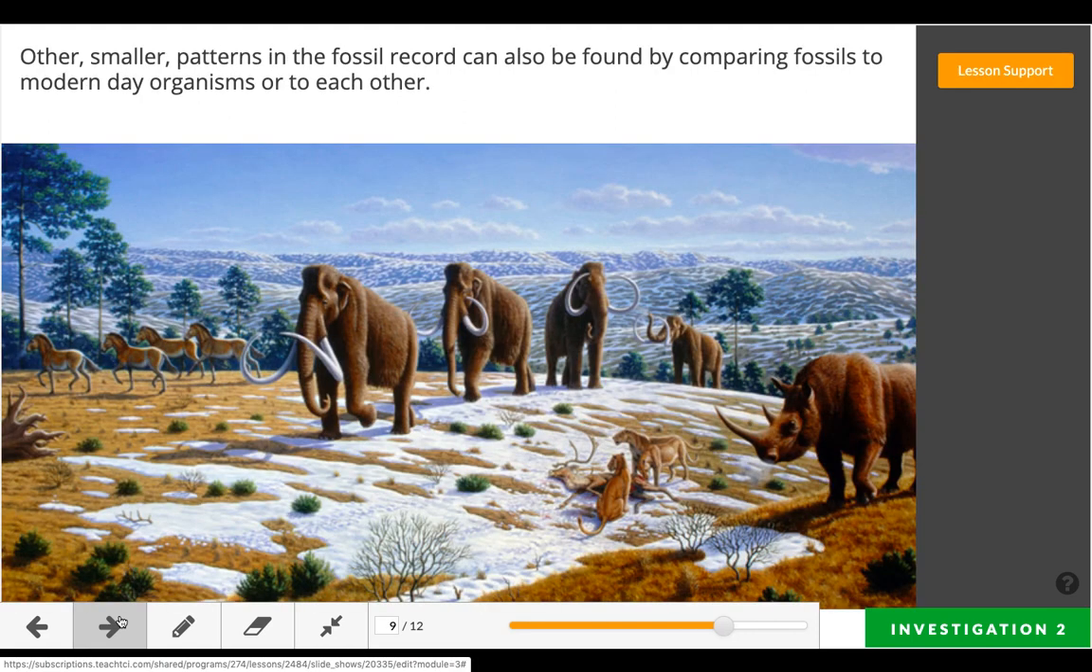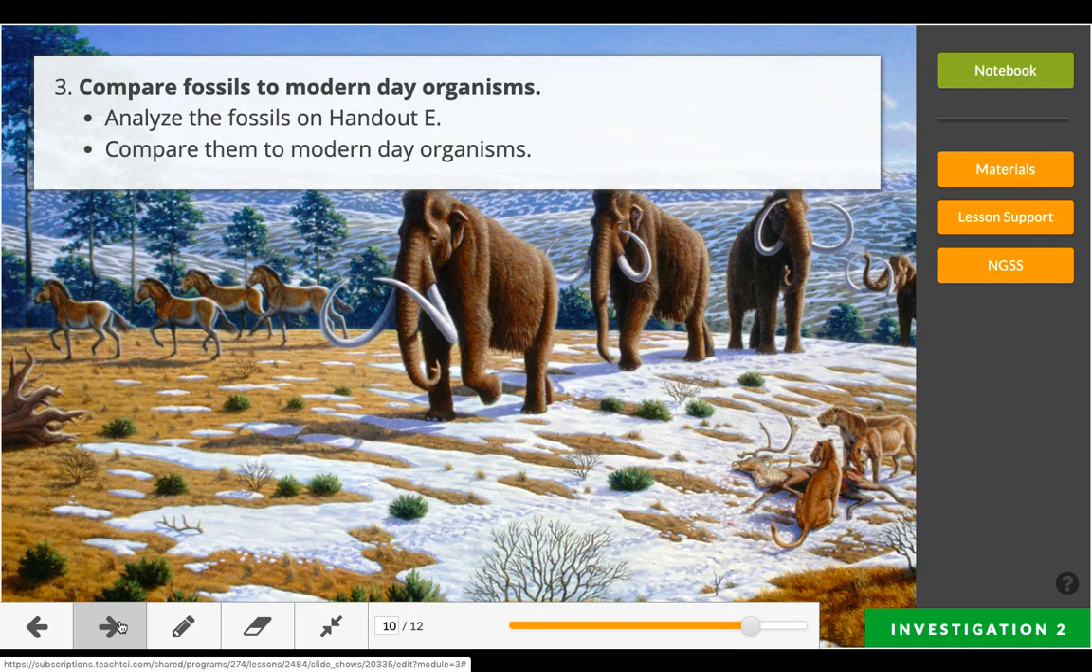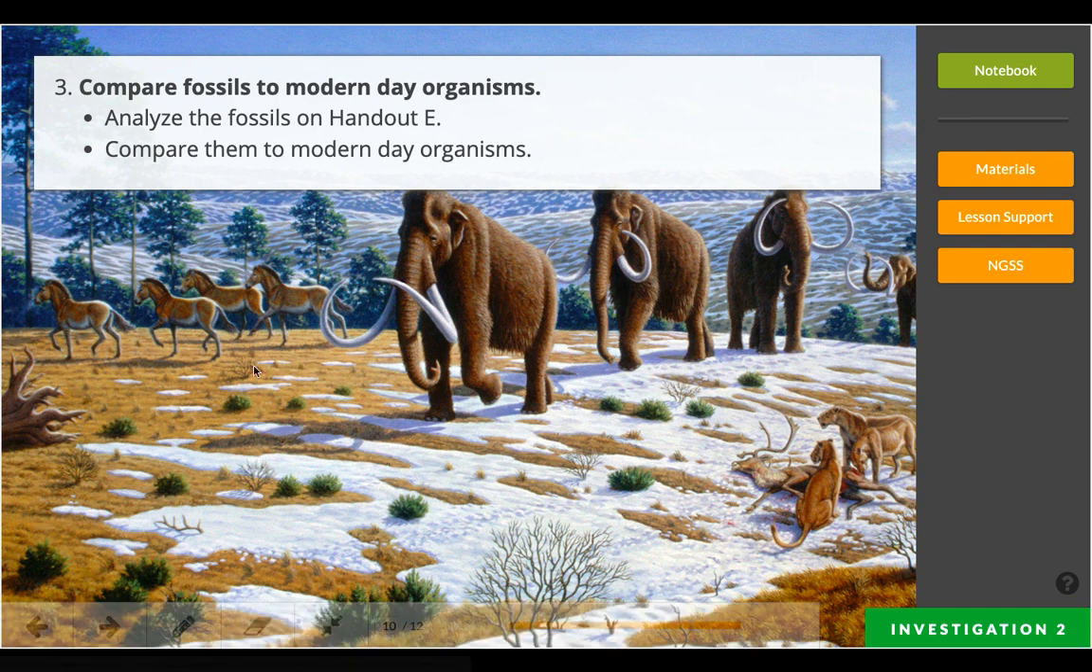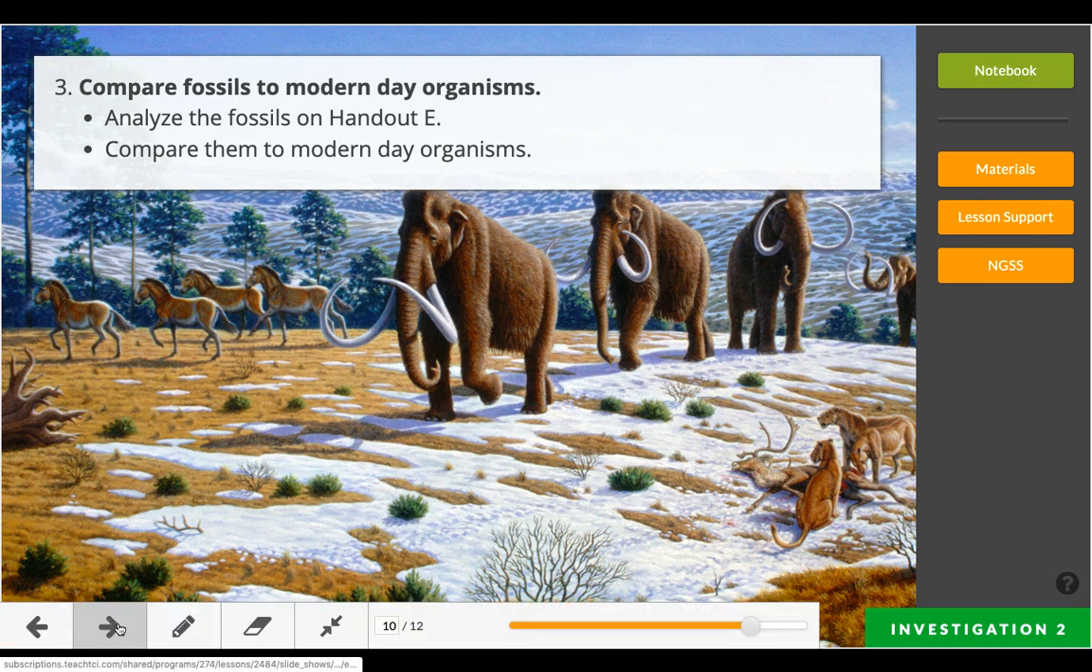Other smaller patterns in the fossil record can also be found by comparing fossils to modern-day organisms or to each other. So the next step is to compare fossils with modern-day organisms. You are going to use the fossils on handout E, that's slides 5, 6, and 7 in that Google slideshow, and compare them with modern-day organisms, then answer the questions that go with that in your Google Doc. Go ahead and pause the video and do that now.